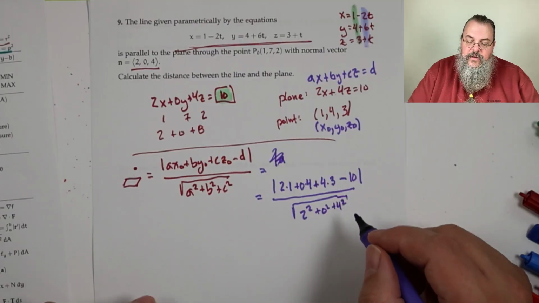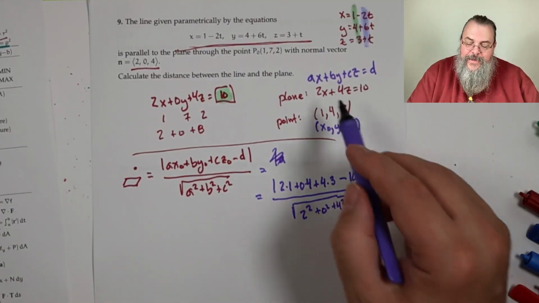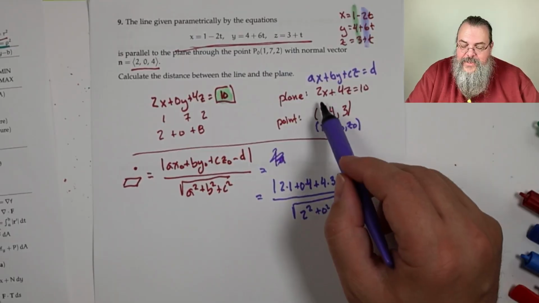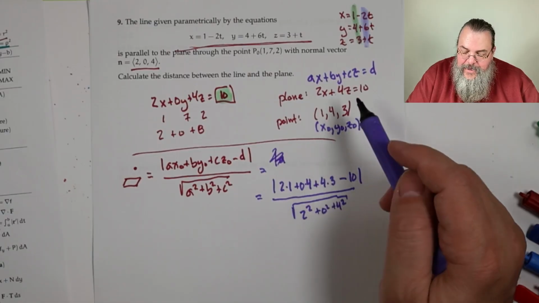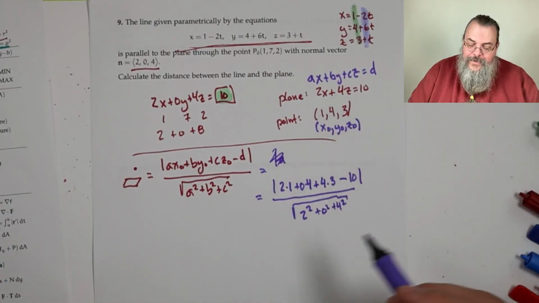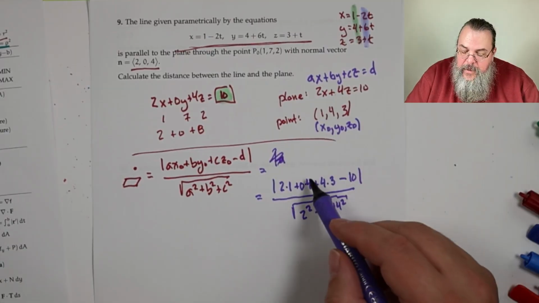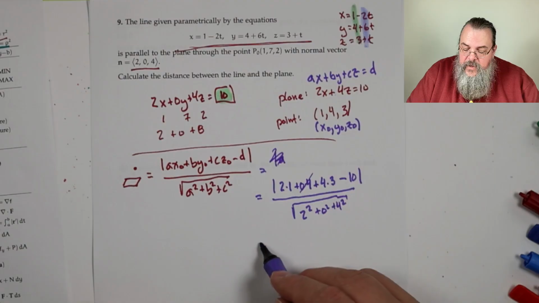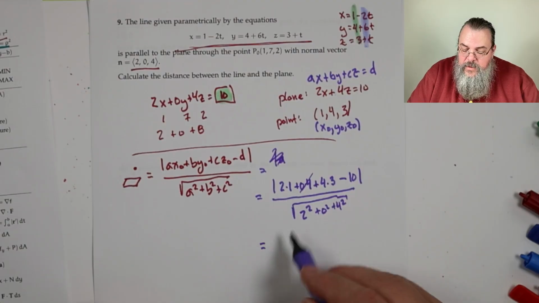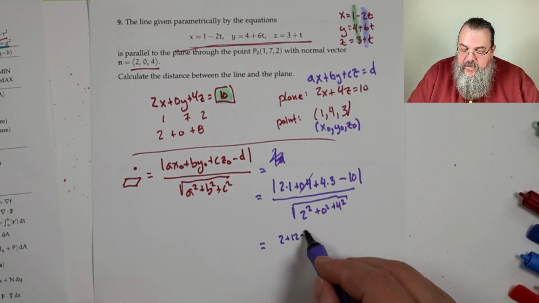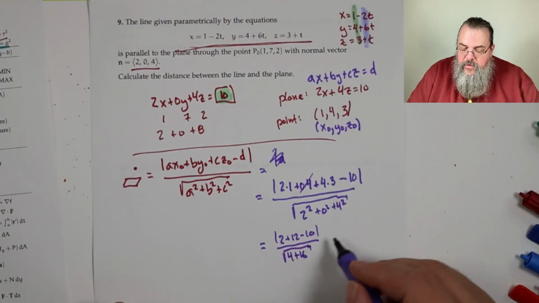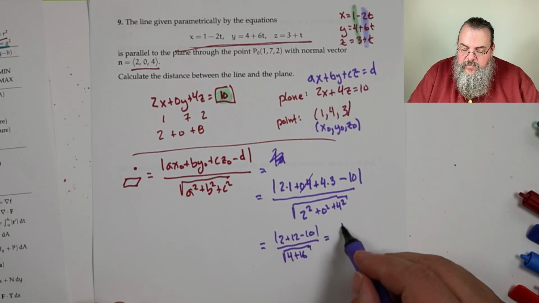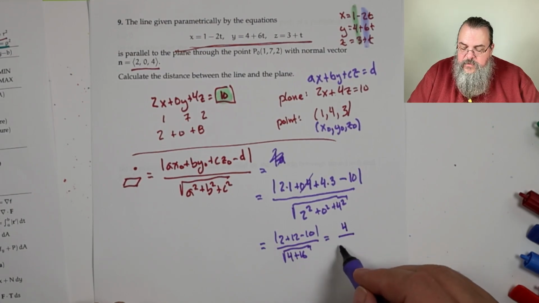And I just realized after doing all of this, I could have made my life much simpler. I could have just divided everything by 2. I don't know why I didn't do that. Well, you don't have to. You'll still get the same answer. On we keep going. So we get 2 plus 12 minus 10 upstairs, downstairs we get the square root of 4 plus 16. Well, 2 plus 12 minus 10 upstairs gives us 4, over the square root of 20.